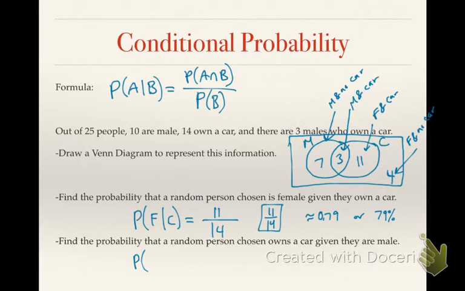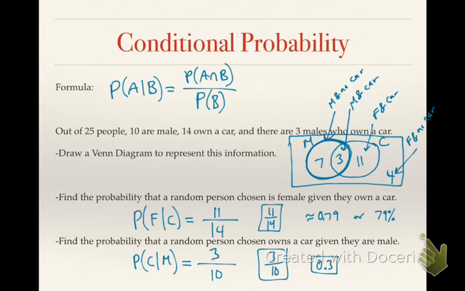So we're looking at the probability that they own a car given that they are male. So we're looking at just the males in this situation. It's only 10 males, so we're looking at just the 10 males. In that Venn diagram, how many of them also own a car? 3.